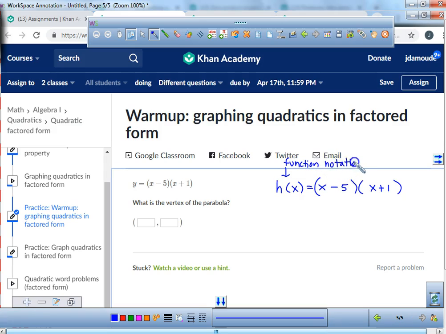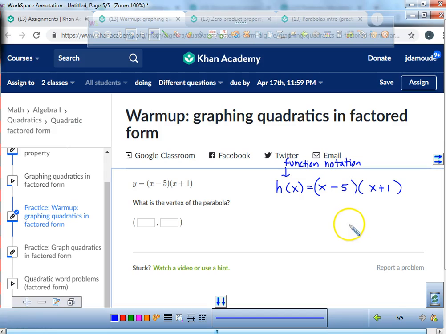Okay. Now, let's just kind of use our brains real quick. All right? What number could I plug in there to make all of my y values, because h of x means y, equal 0? What number could I plug in to make everything equal to 0? What number minus 5 is 0? Yeah, 5. That's one of my roots or my solutions.